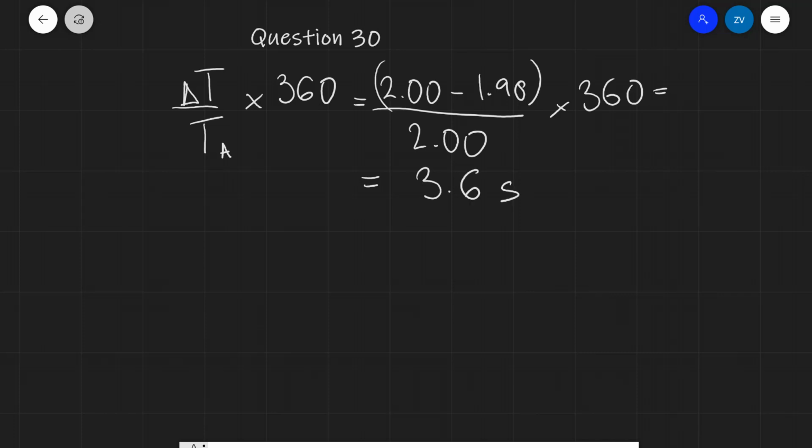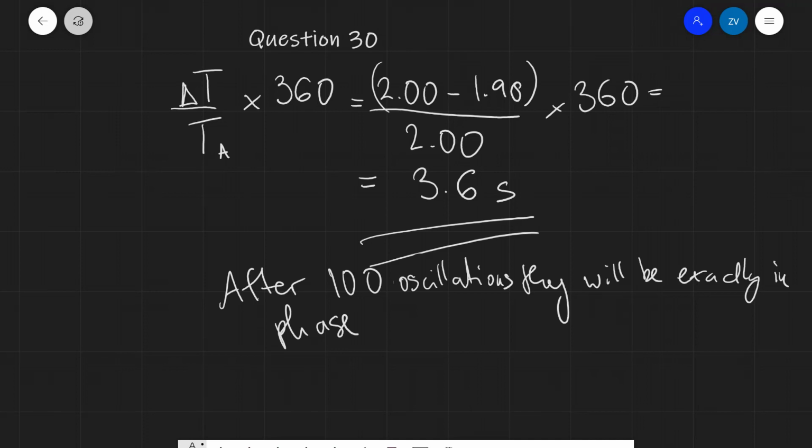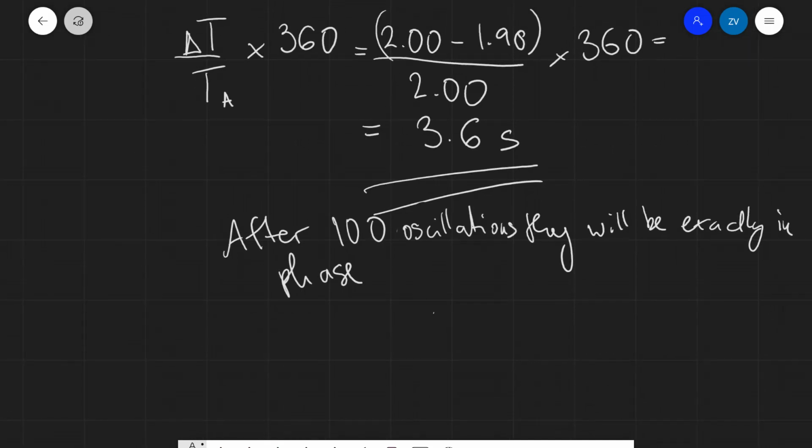3.6 seconds. So this means that after exactly 100 oscillations, they will be in phase. However, that's not what the question is asking. It's asking us for the number of oscillations just before that moment, and the correct answer for this is one less, which is 99. And this is a great example of how carefully we should be reading the question.